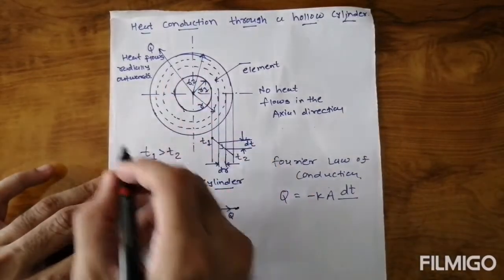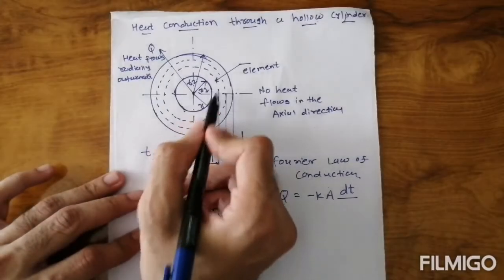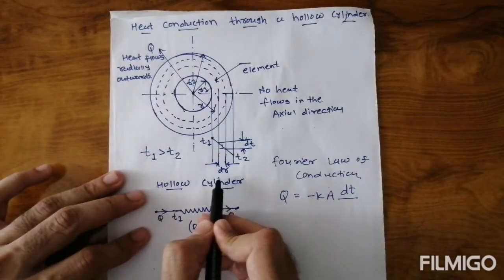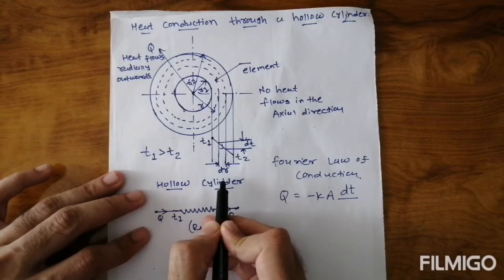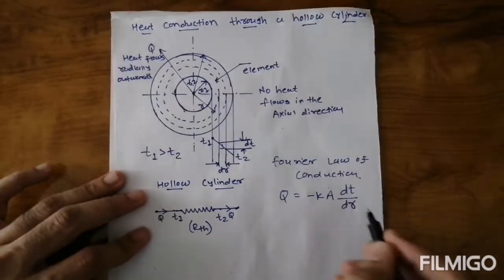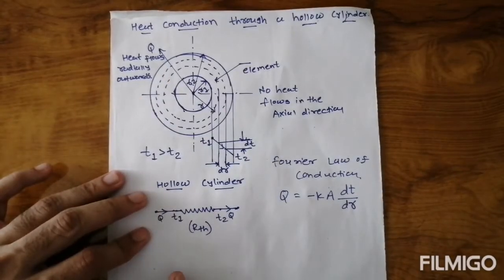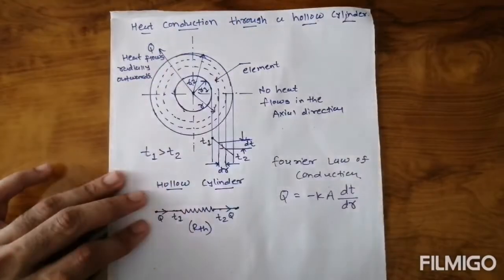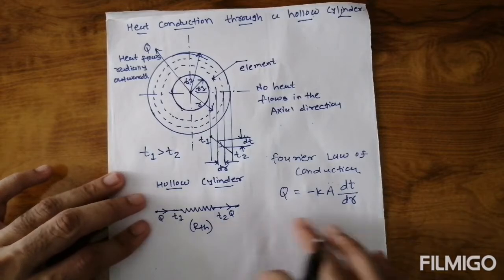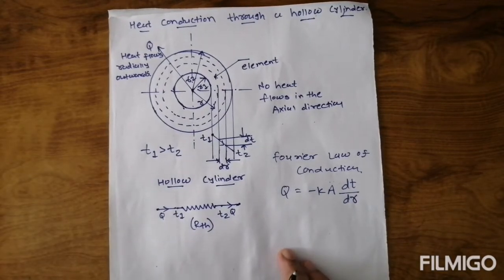But here, what will be the thickness of that cylinder? I already mentioned that the element has a thickness dr, which is the thickness of the element. So we should consider dT by dr, where dT is the temperature difference between inside and outside, because inside is high temperature and outside is low temperature. That is Fourier's law of conduction: Q is equal to minus K A dT by dr.